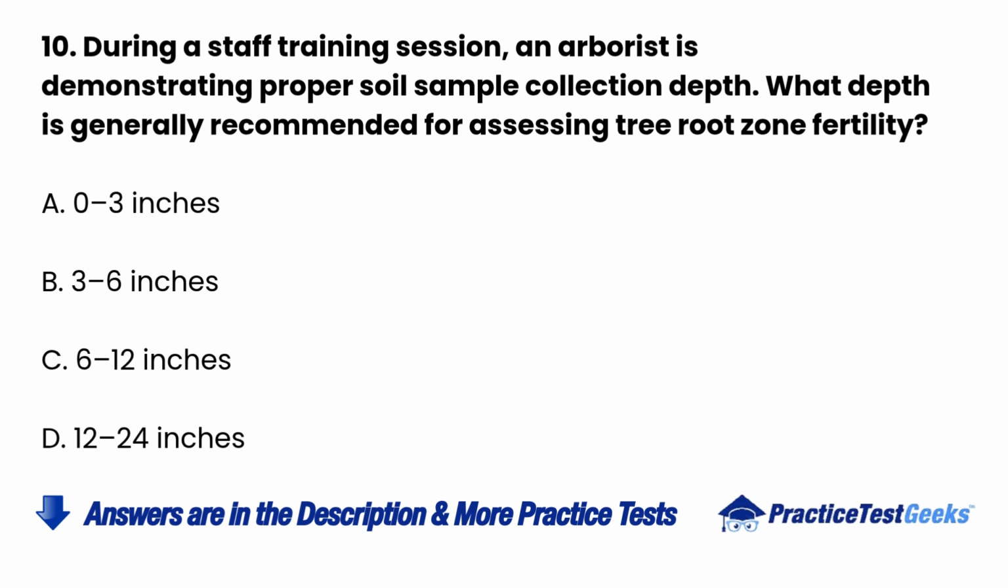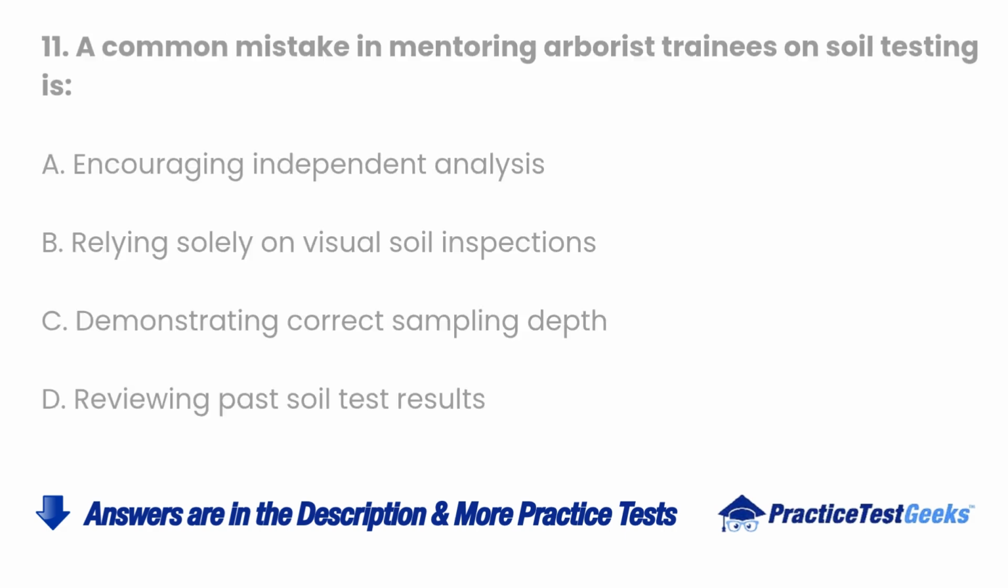10. During a staff training session, an arborist is demonstrating proper soil sample collection depth. What depth is generally recommended for assessing tree root zone fertility? A. 0 to 3 inches. B. 3 to 6 inches. C. 6 to 12 inches. D. 12 to 24 inches.